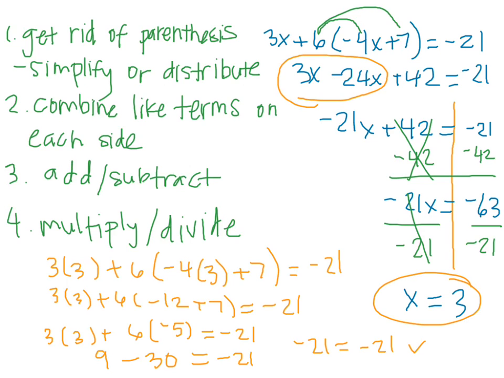Let's do one more example before we have you move on to your quiz. For this next example, how about we do negative 9s plus 4 times 12s minus 7 equals negative 15.